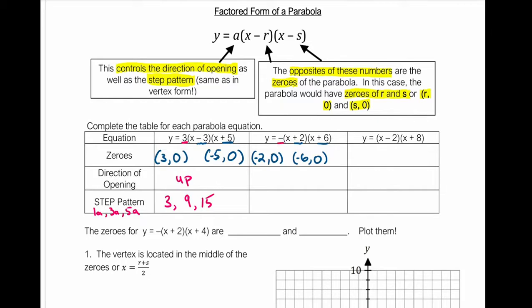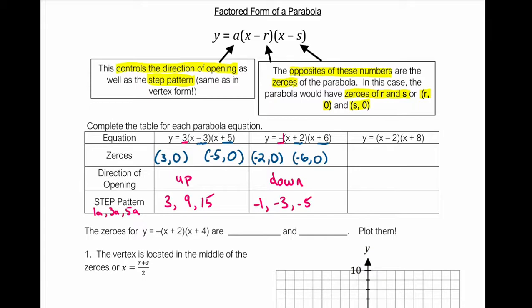The direction of the opening, I don't see a number, but I see that negative in front, so that means there needs to be a negative 1 in front of my bracket. In either case, because it's negative, that means it opens down. I need to know that it's a 1 because when I use this pattern, the 1a, 3a, 5a, if I plug in negative 1, 1 times negative 1 is negative 1, 3 times negative 1 is negative 3, 5 times negative 1 is negative 5. And there is my step pattern.